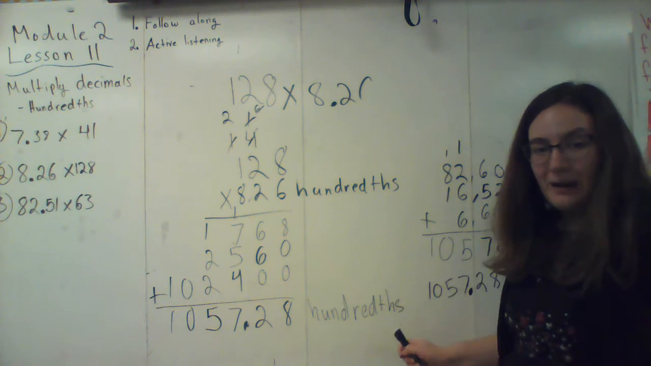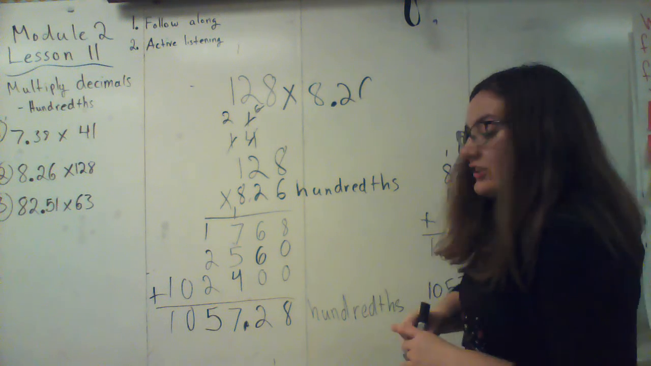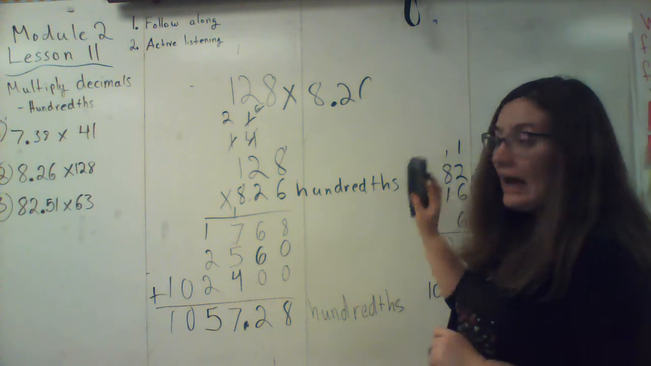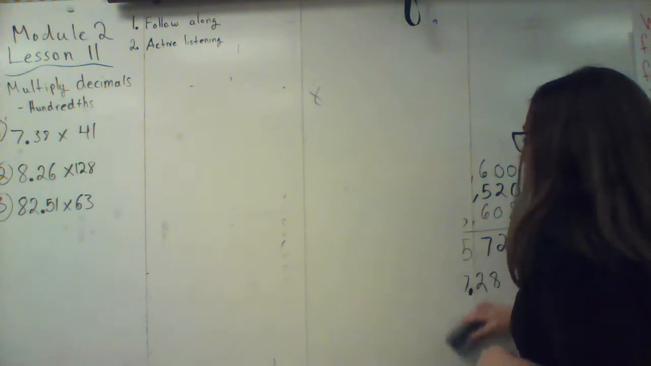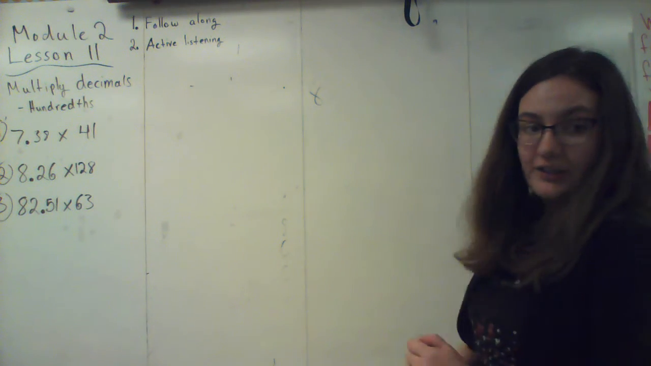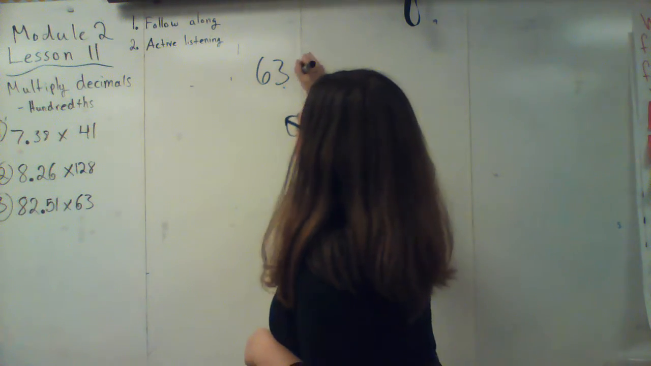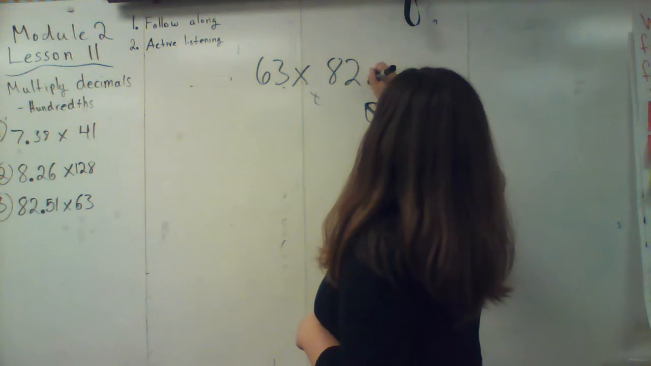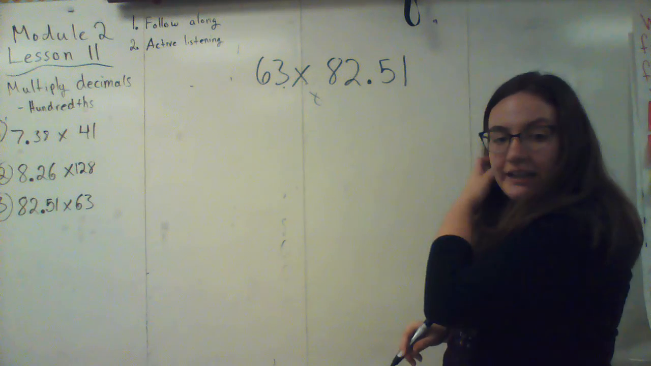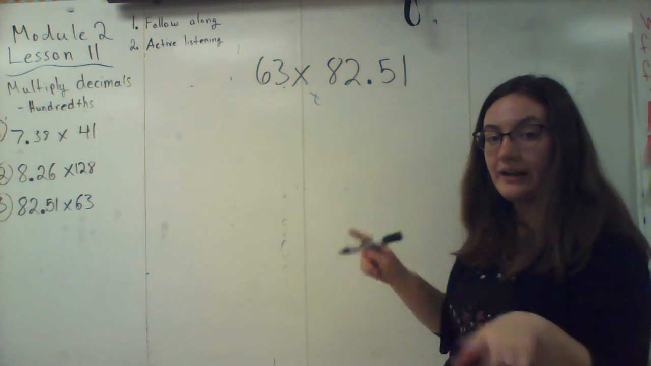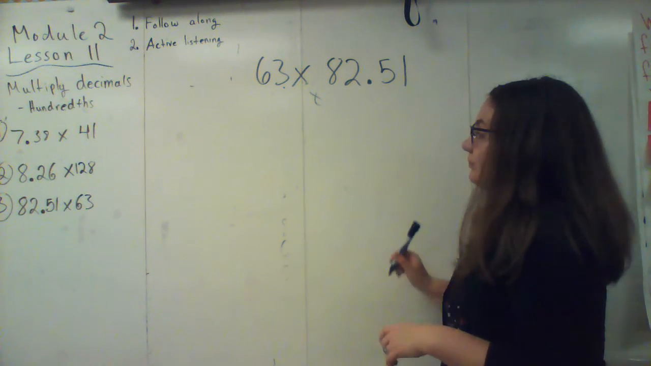Now that we're finally done with this problem, that was a lot of work, but you guys are doing great. If you have any questions, please make sure you raise your hand. We're going to move on to our last problem for today. So our last problem is going to be a little bit bigger than the numbers we've been used to, but I think you guys will do great. So we have 63 times 82.51, or 82 and 51 hundredths. Go ahead and stop the video right here, and I want you to try to do this problem with the area model, and then you can replay the video after you have your area model done.